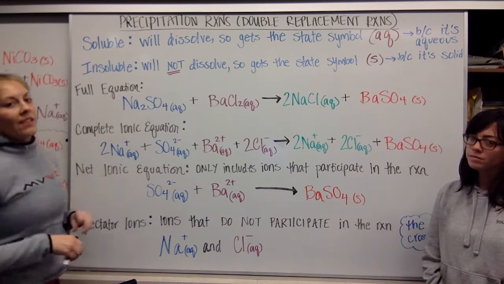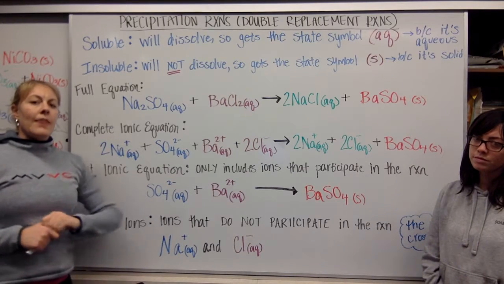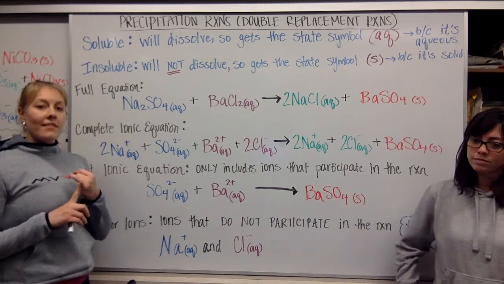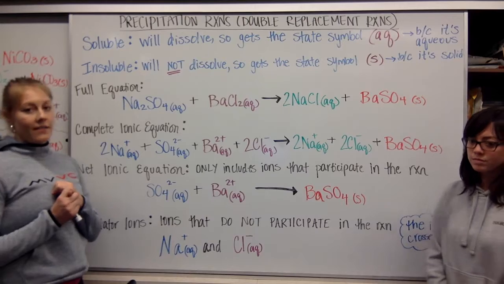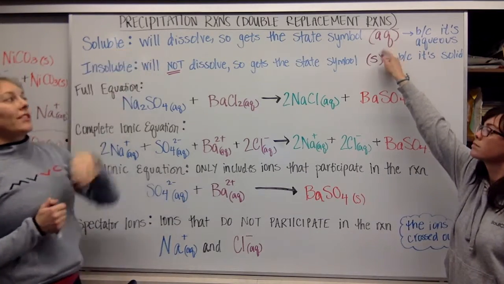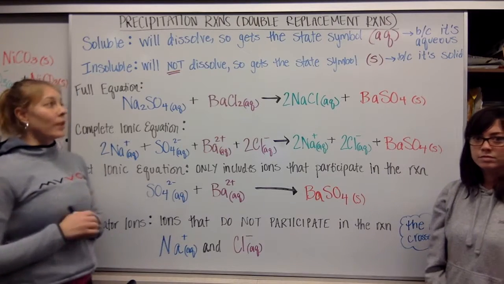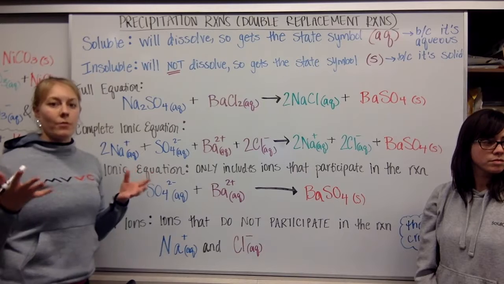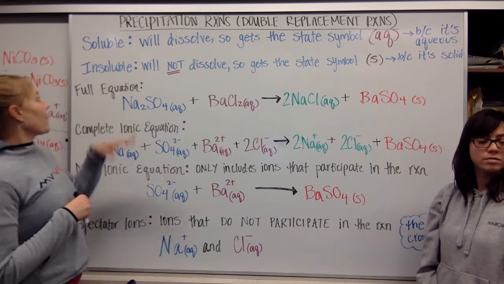already know, the difference between soluble and insoluble. And this is going to help us determine whether the state symbol for a product is aqueous or solid, so AQ or S. If a product is soluble, that means it will dissolve. So it's going to get the state symbol AQ. That means it's aqueous. If it will dissolve in water, it's aqueous.